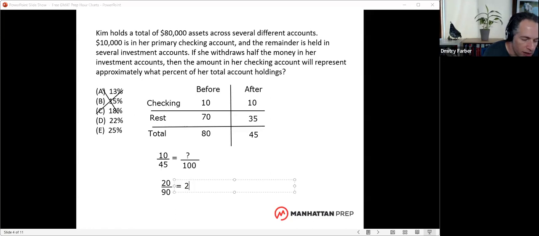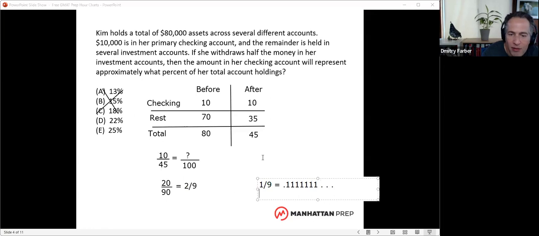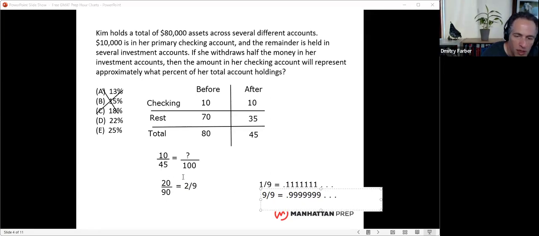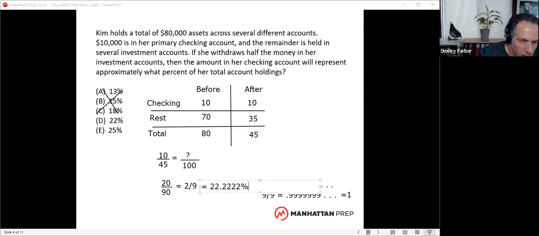It's 2/9. If this is something you can memorize, a ninth is 0.1111111, which you can know because 9/9 is 0.9999, which, believe it or not, is the same as 1, right? They're literally the identical number. That's kind of weird, but true. So we can know that a ninth is 0.1111. So this is going to be 22.22222%. So the answer is D.